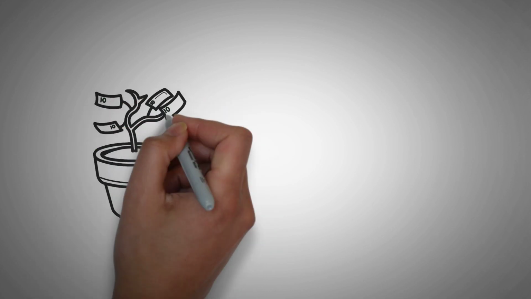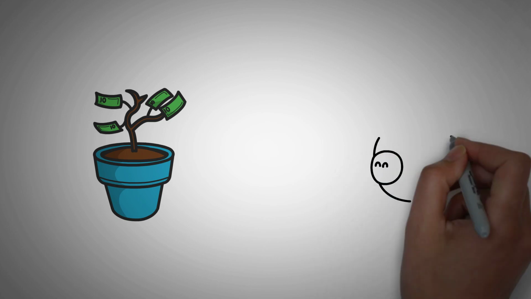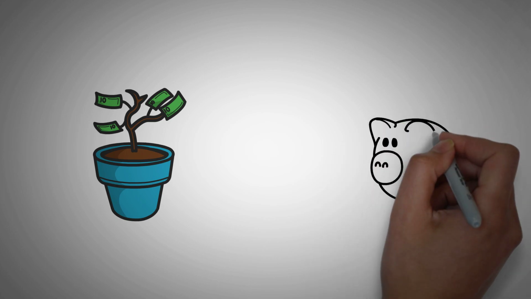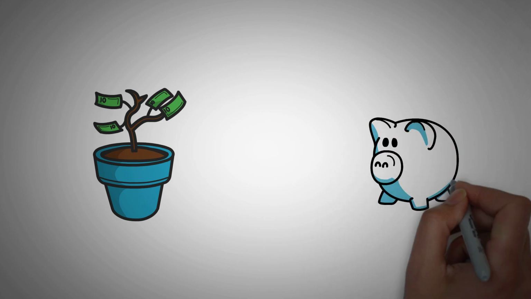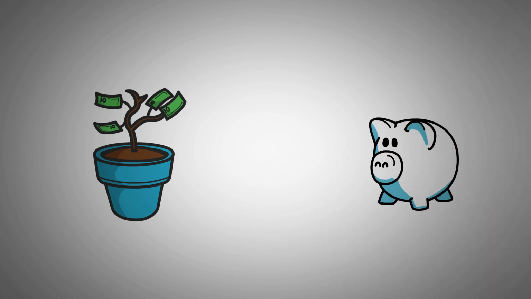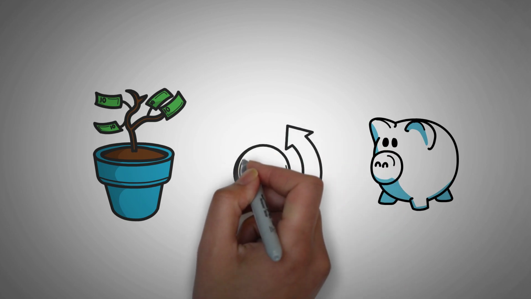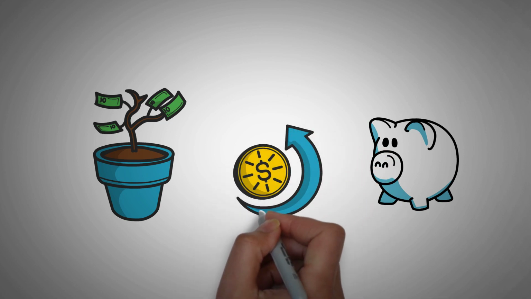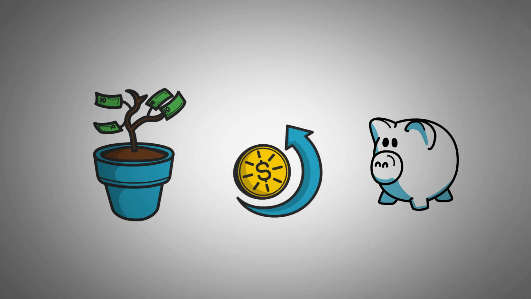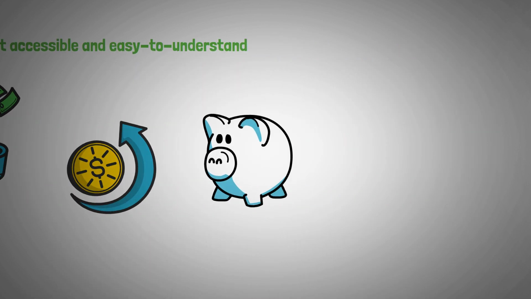Investing is all about putting your money to work for you. Instead of just letting your money sit in a savings account, where it may not keep pace with inflation, you can invest it in the stock market or other investments and watch it grow over time. The earlier you start investing, the more time your money has to grow, so it's never too early to start. There are many different investment options available, including stocks, mutual funds, and exchange-traded funds, ETFs. In this video, we'll focus on the most accessible and easy-to-understand options for beginners.